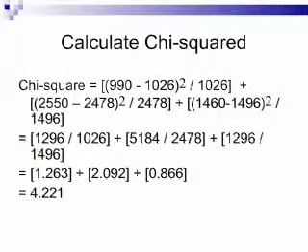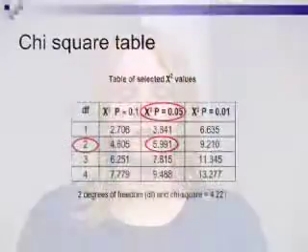Applying the above data to the chi-squared test is calculated using the O, or observed value, and the E, or expected value, to give a final chi-squared value of 4.221. Since we have 3 genotypes, we have 3 minus 1, or 2 degrees of freedom.